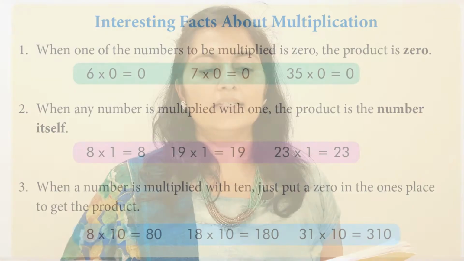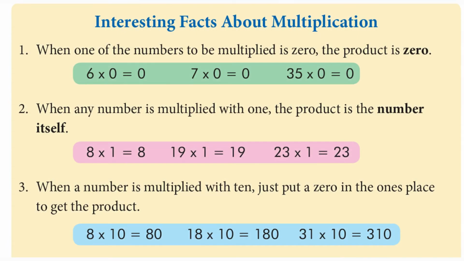So did you see? A number multiplied by 0 is 0 itself. The second interesting fact is when any number is multiplied with 1, the product is the number itself. Easy, right? See, 8 into 1 is 8, 19 into 1 is 19, 23 into 1 is 23. Now when we go to the next page, you will see that this is going to be very easy, because when you learn the multiplication table for ones, it's going to be easy. Everything into 1 is the same number.